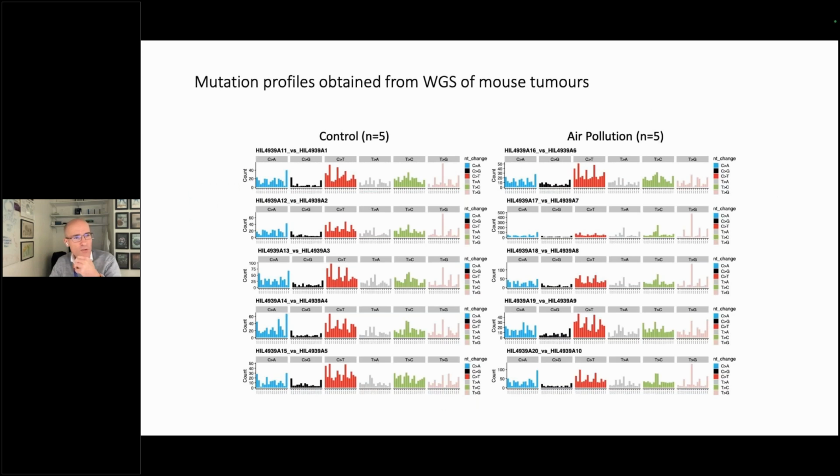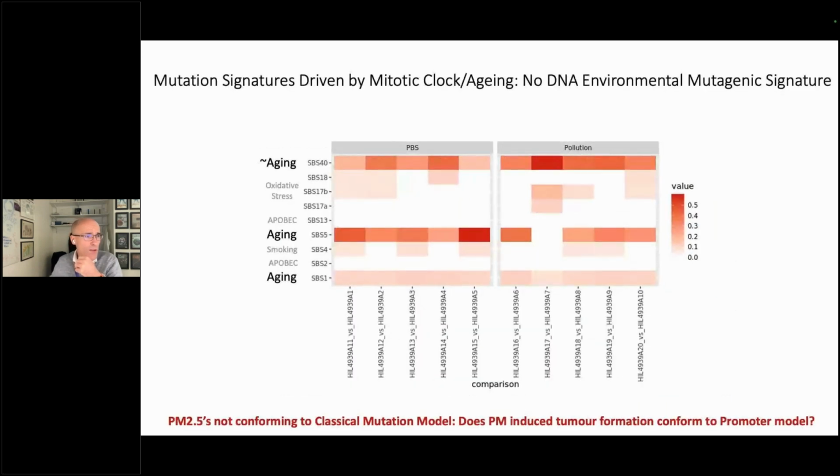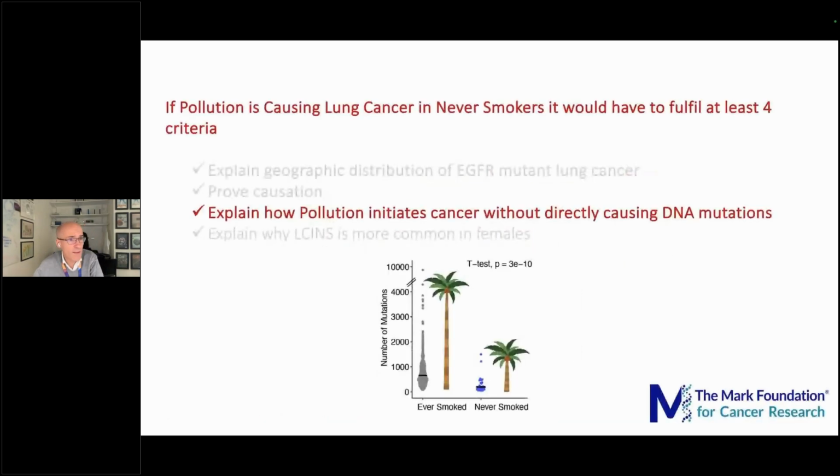And to cut a long story short, 5 years of work showed that air pollution is not inducing more mutations in mouse tumors. And where we see mutations, they have the same signature context. In other words, they're associated with just the natural consequences of aging rather than environmental carcinogen signatures like you would see with tobacco smoke. So air pollution, we think, is enhancing lung cancer formation through means other than mutating DNA. So how is it working?